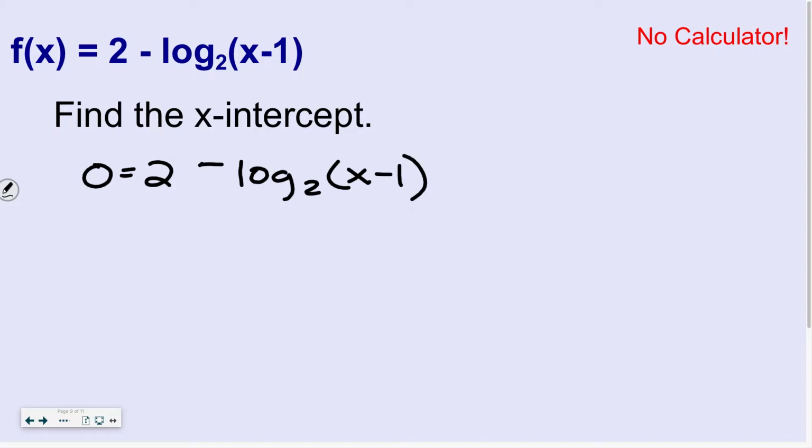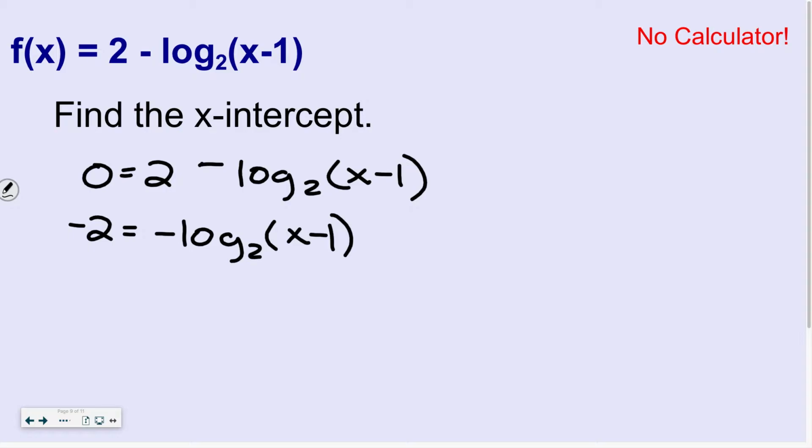Now, we will solve equations in section 3-4 next week on Monday, but you've already solved equations in Algebra 2. So you're basically running reverse PEMDAS. Move this 2 to the other side first by subtraction. So that's going to be negative 2 equals negative log base 2 of x minus 1.